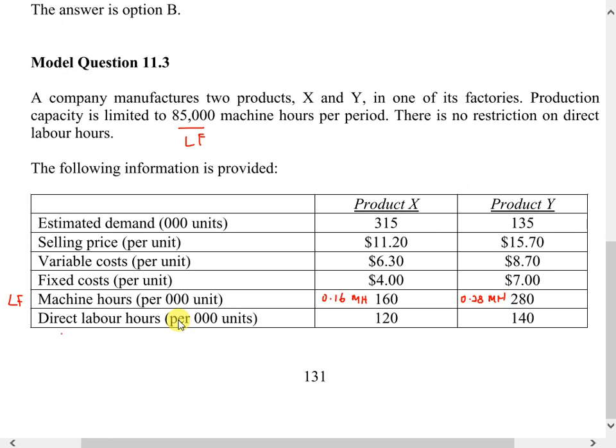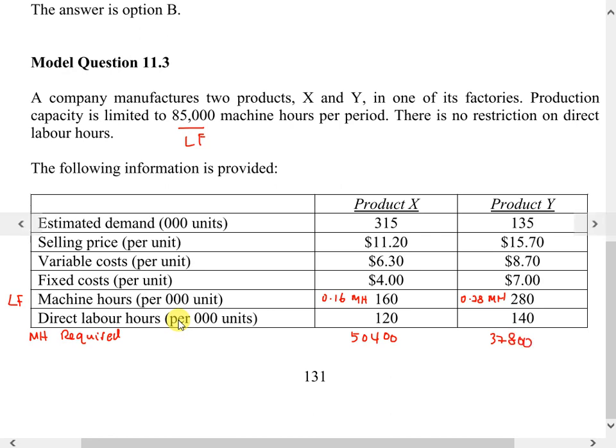Okay, so let's start with required. How many machine hours are required? One unit requires 0.16. I plan to produce 315,000, so how many hours are required? 50,400 machine hours. Each unit of Y requires 0.28. I plan to produce 135,000, which needs 37,800.